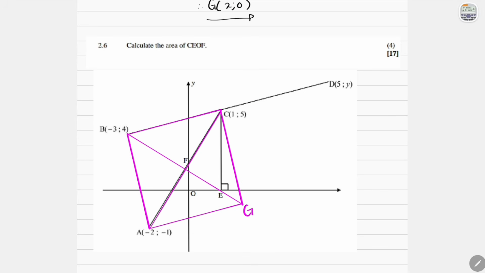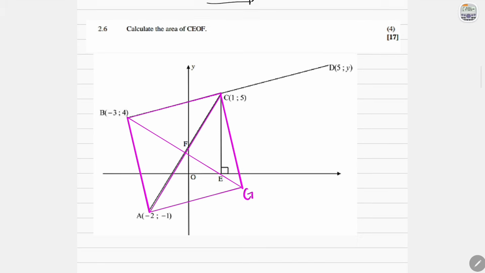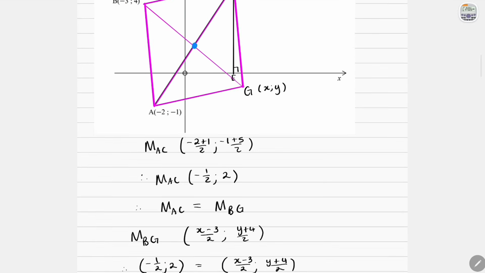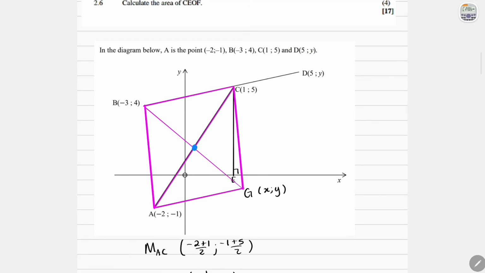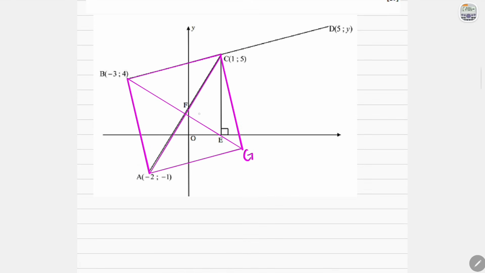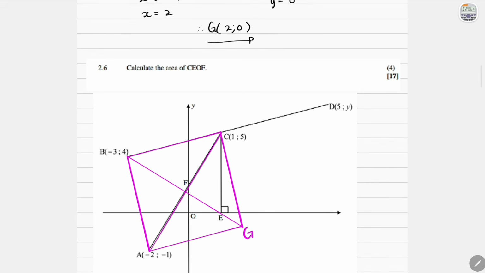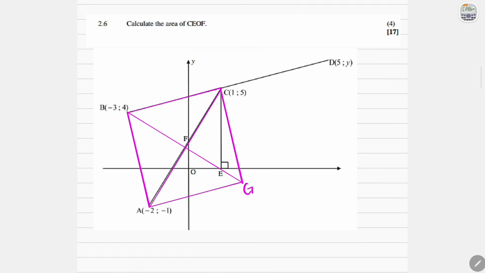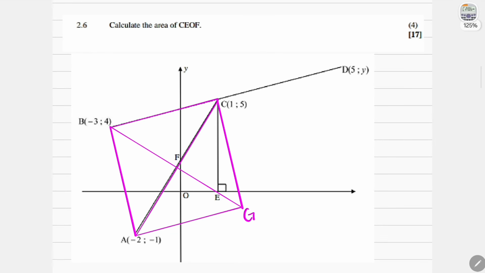Okay, question 2.6 says, calculate the area of CEOF. Okay, so I just had to bring this diagram from this actual paper back. So I was using 2023's paper. But I see that there is one difference here, and that is that here they added F. But F is only used in the last question. They didn't really use it in the previous questions. So what they want us to find the area of is CEOF. Okay, so going from C to E to O and F. Okay, so this shape, CEOF.